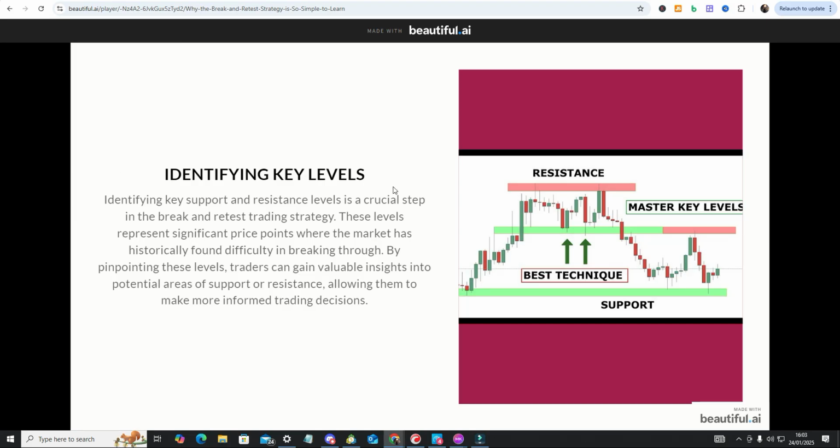Now obviously zones are basically, I'll give the example of the floors and the roofs of the candles. Obviously this green one here is the floor where price sits on, and then resistance is where price just can't break through or move to the upside.